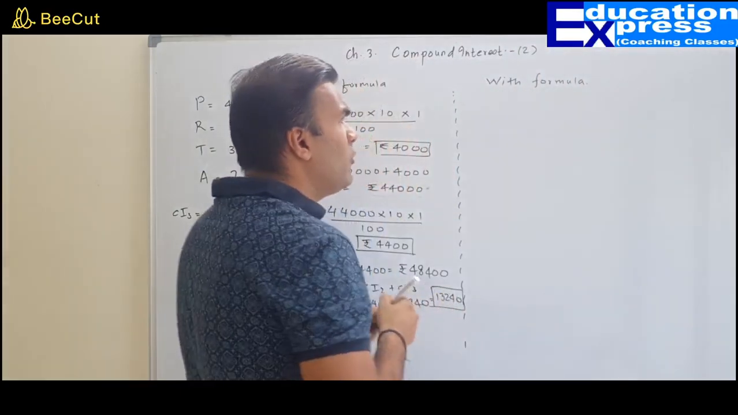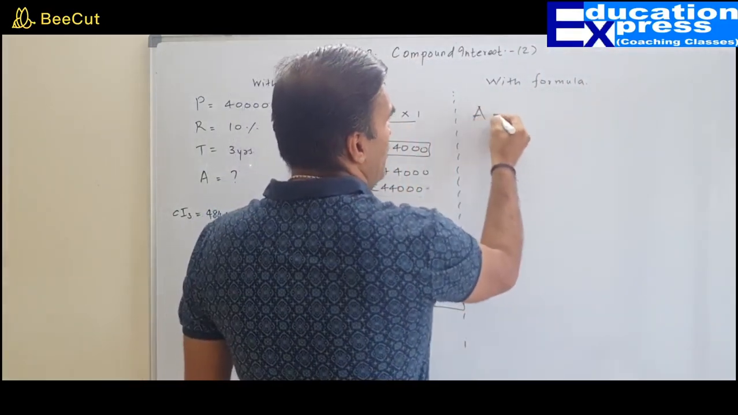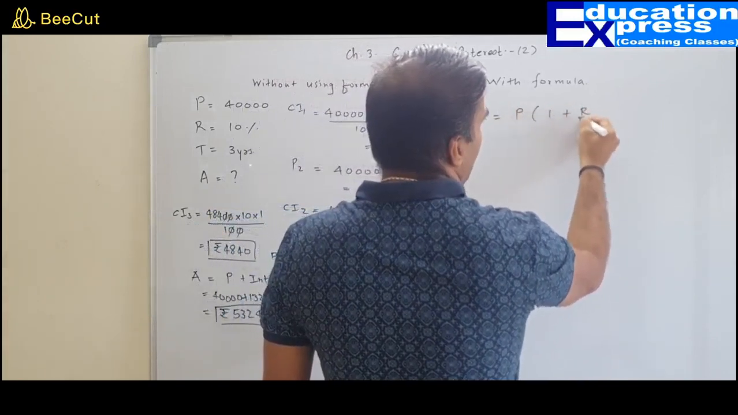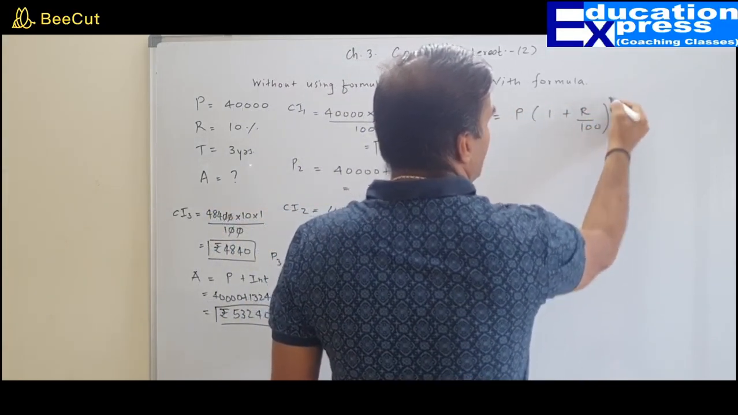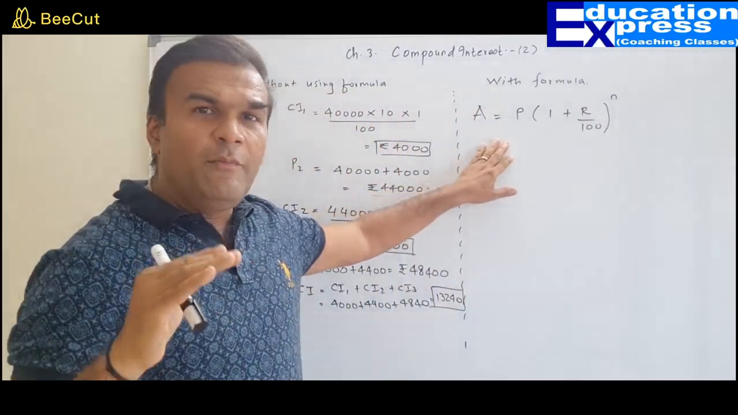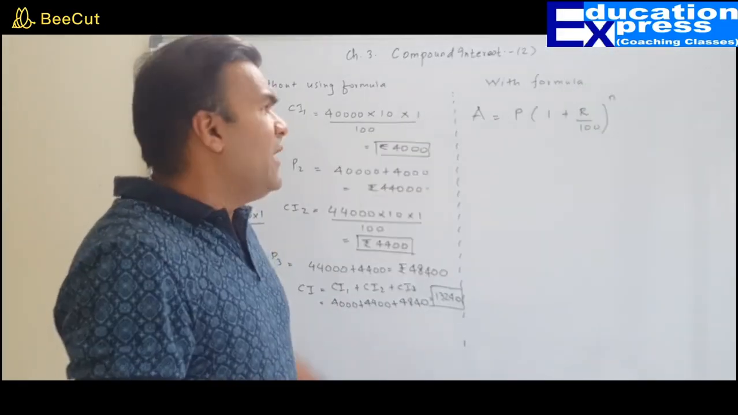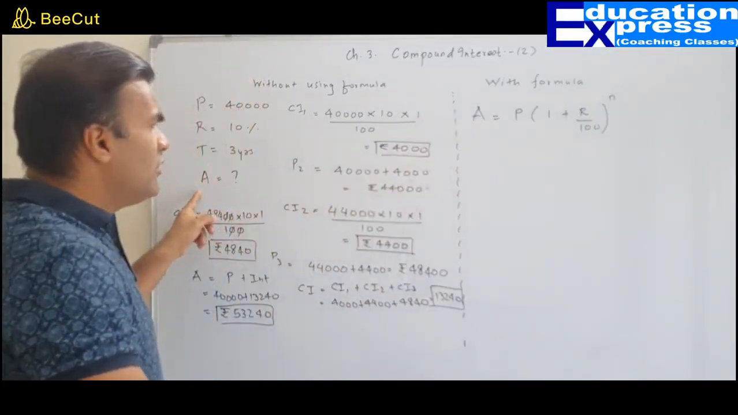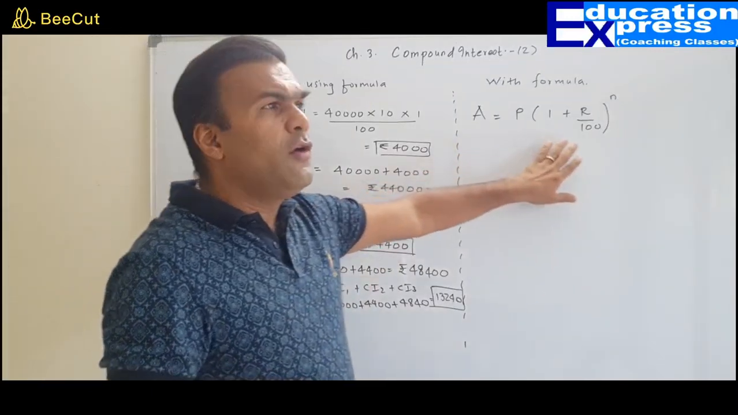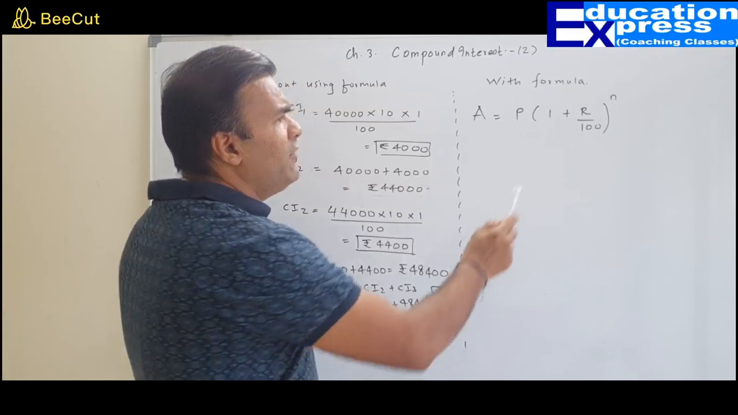So the first and foremost formula is amount equals principal times (1 plus R upon 100) raised to n. This formula will directly help you fly straight to an amount. That means if you wanted to find an amount, we don't have any single formula for it otherwise. Over here, we have a direct formula for amount. You only have to give the input.